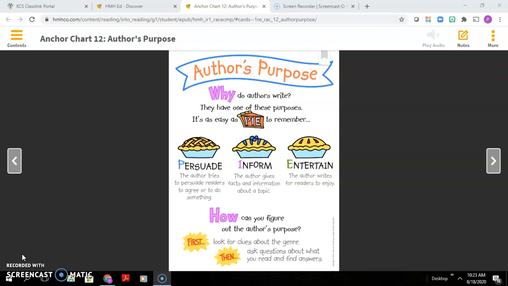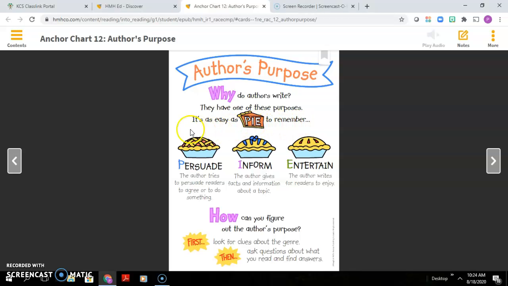Hello, boys and girls. Today we're going to talk about author's purpose. Why do authors write? When authors write, they write for one of these purposes. Now, it is easy as pie to remember why an author writes.